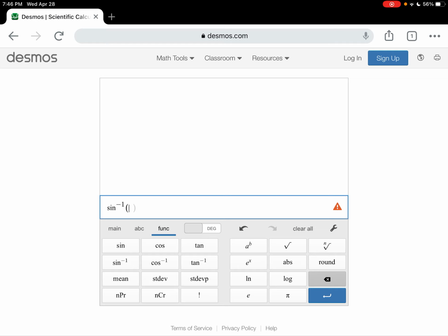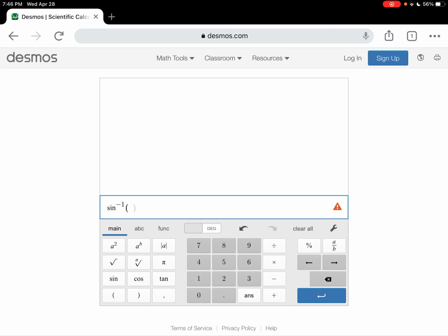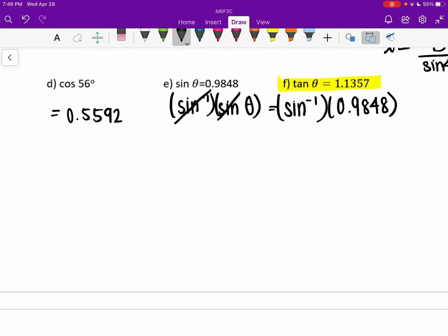So if we do inverse sine now of 0.9848, sorry, my 4 button does not want to work, we're going to get 79.9974. And that's how that would work. So then I know theta is 79.9974. I'm just going to round that to the nearest degree, so it'll be 80.